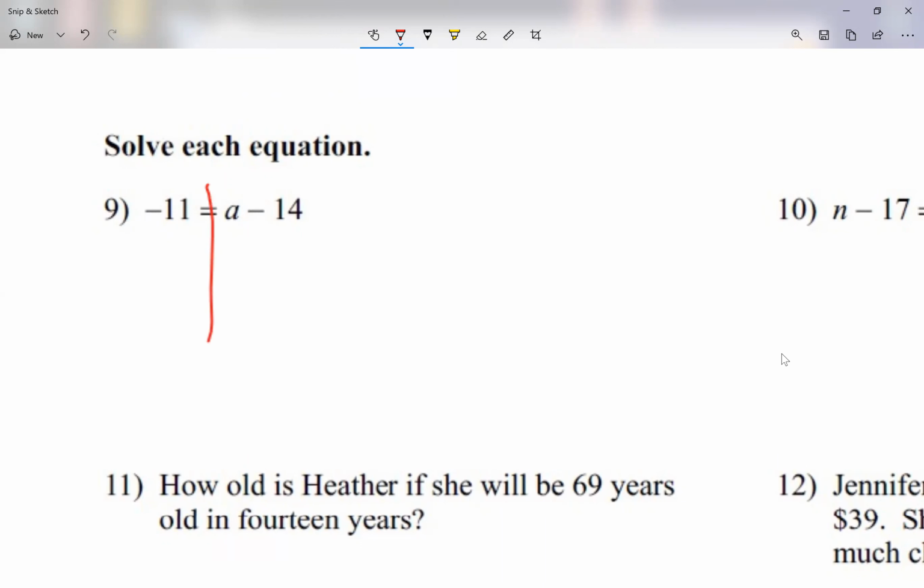I want the letter by itself. So the minus 14, I'm going to move it to the other side as a plus 14. So negative 11 plus 14, I know is 3, right? When the signs are different, I subtract my numbers, keep the sign of the large one. So 3 is equal to A. So A is 3, right? I'm just going to type in 3 for my answer. The value of A is 3.